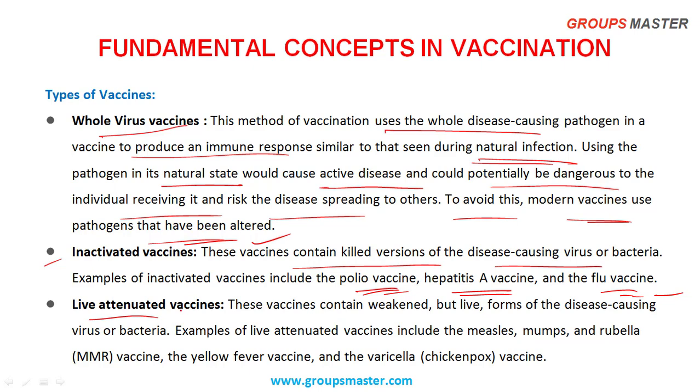Next one is live attenuated vaccines. These vaccines contain weakened but live forms of the disease-causing virus or bacteria. Examples are measles, mumps, rubella, MMR vaccine, the yellow fever vaccine, and chickenpox vaccine.